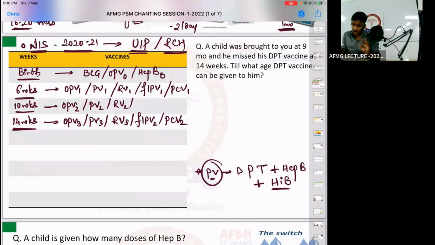No issues with this. So now, पहले इतना रिवाइज कर लेते हैं. बर्थ पे 3 वैक्सीन. First is BCG, second is OPV, third is hepatitis B. 6 weeks पे first is OPV first dose, second is pentavalent first dose, third is rotavirus first dose, fourth is fractionated IPV first dose, and last is PCV first dose. 10 weeks पे only 3 vaccines. OPV second dose, pentavalent second dose, rotavirus second dose. 14 weeks पे now OPV third dose, pentavalent third dose, rotavirus third dose, fractionated IPV second dose, and PCV second dose. No issues with this.